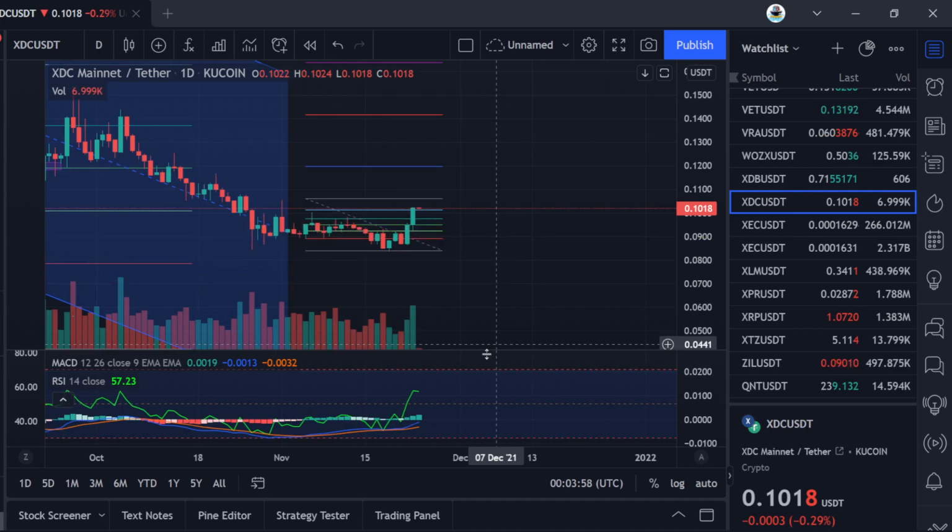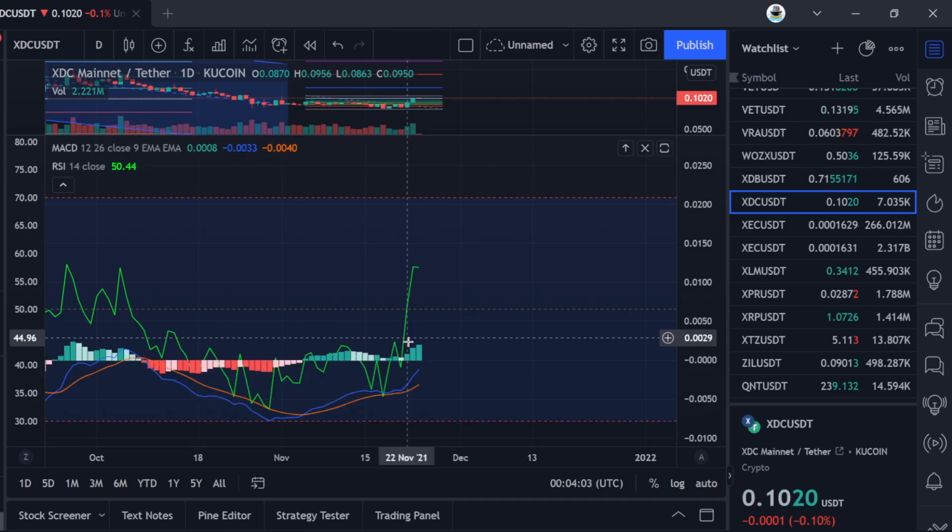What other good positive things can we take from this? Well, let's have a look at the RSI and everything here. So clearly there's been a big jump up here from this 40 mark up to 57. That's quite a good jump, and I do generally believe that's coming from the recent announcements, in my opinion.